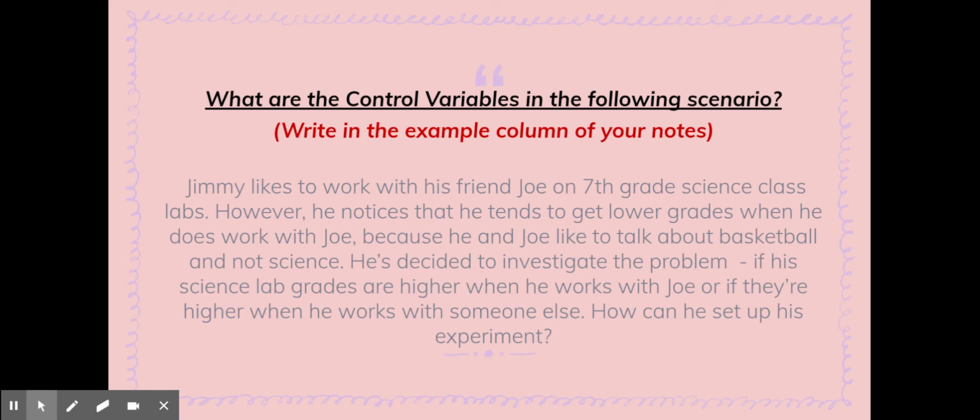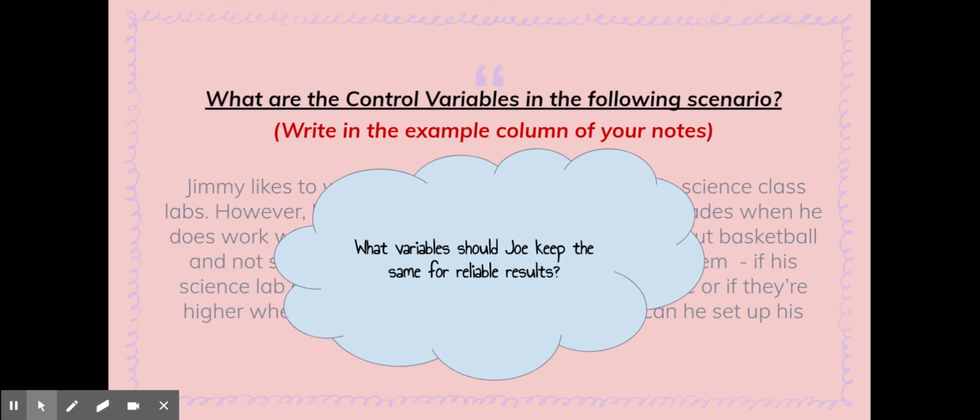So back to Jimmy and Joe. In this experiment, what variables should Joe keep the same for reliable results? In the example column in your control variable, please write at least 3 control variables that Jimmy needs to put in his lab to make sure he can confirm that it is Joe that's distracting him and is bringing his science lab grade down.